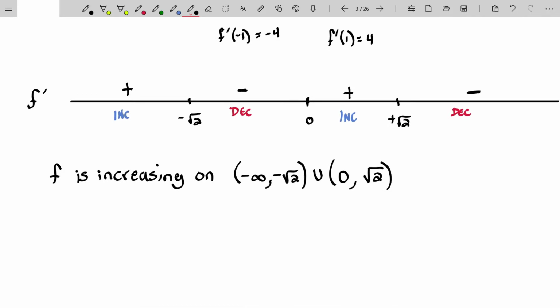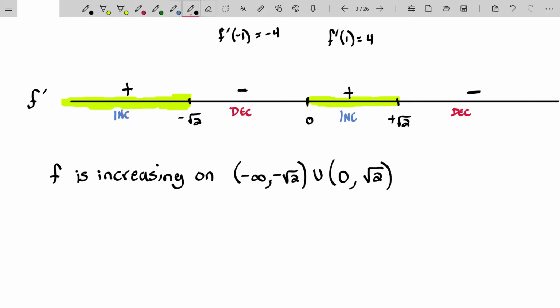Also, somebody had asked me recently, why do we use the union symbol? It's because you're gluing together separate intervals. So you're gluing together this interval, right here with this interval right here. And that's what a union does. An intersection takes the overlap, and we don't want the overlap. We want to glue these 2 separate intervals together.